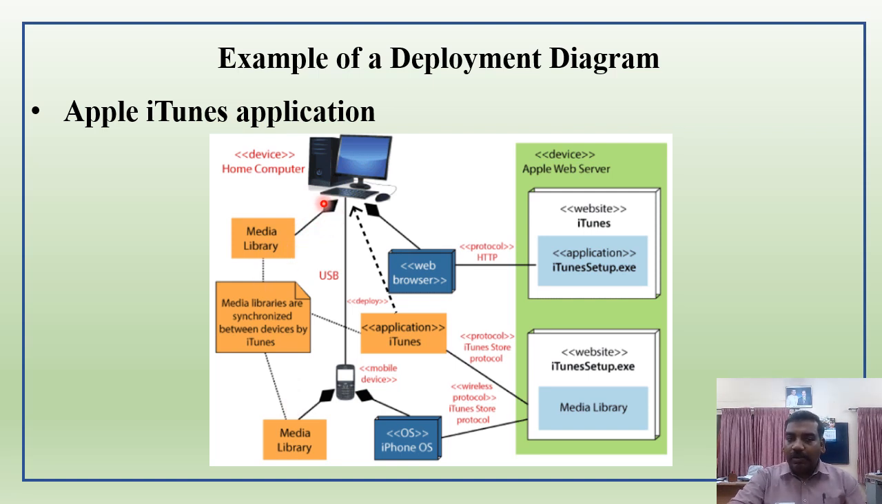You can see this arrow. It is nothing but composition. Composition represents a part-of relationship. It means that the media library is a part of the home PC or the mobile device. So this arrow represents part of. A web browser is a part of being used in the system. This is how you should be able to match the arrows.